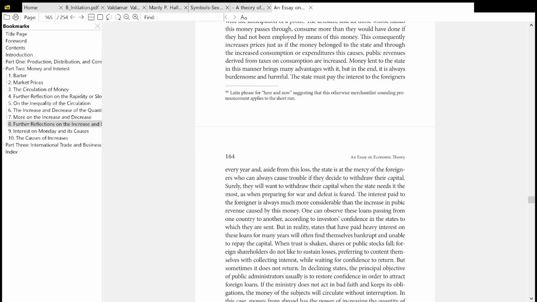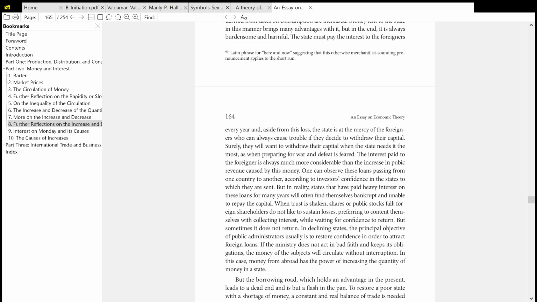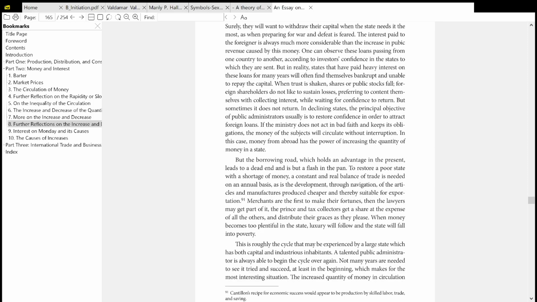In declining states, the principal objective of public administrators usually is to restore confidence in order to attract foreign loans. If the ministry does not act in bad faith and keeps its obligations, the money of the subjects will circulate without interruption. In this case, money from abroad has the power of increasing the quantity of money in a state. But the borrowing road, which holds an advantage in the present, leads to a dead end and is but a flash in the pan. To restore a poor state with a shortage of money, a constant and real balance of trade is needed on an annual basis, as is the development through navigation of the articles and manufactures produced cheaper and thereby suitable for exportation.